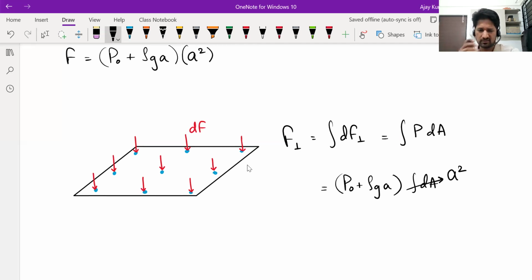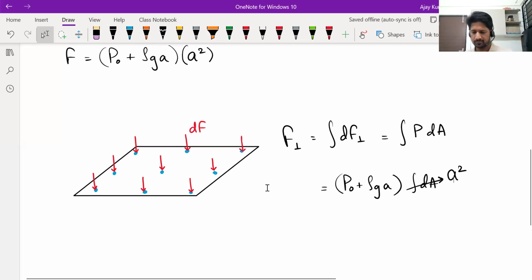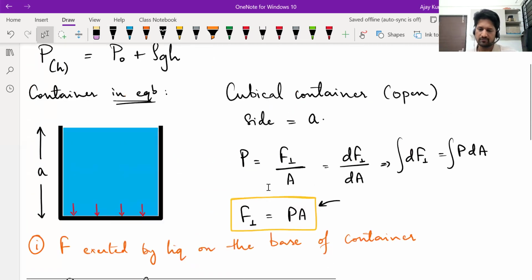See, most books don't tell you this. They just say pressure into area, but actually this is the calculation. You have to consider the force acting on every small element. Why is that important? In this question itself, we calculated the force on the base of the container. That's fine. The base was under uniform pressure.